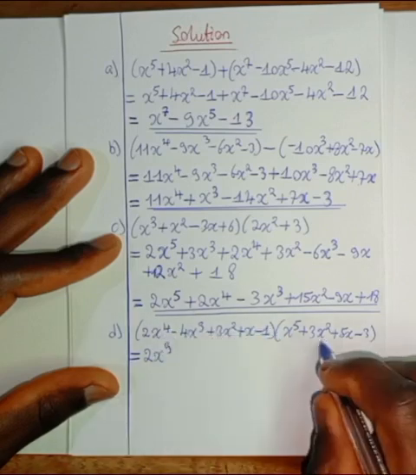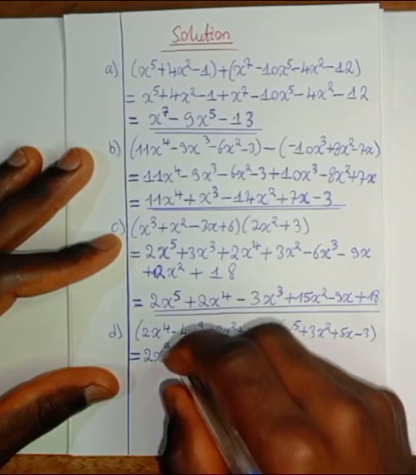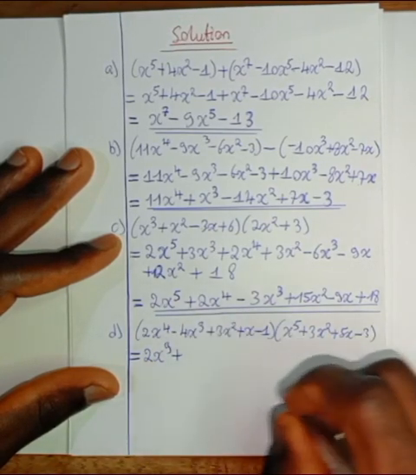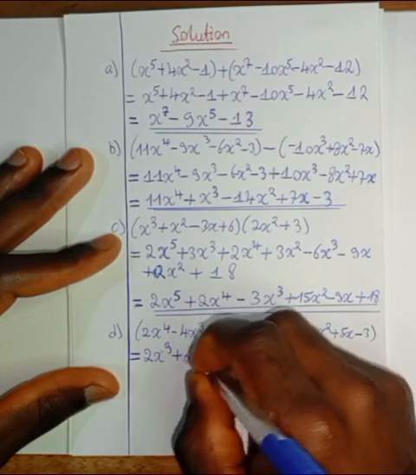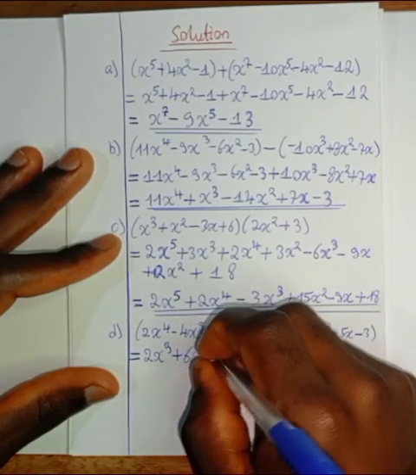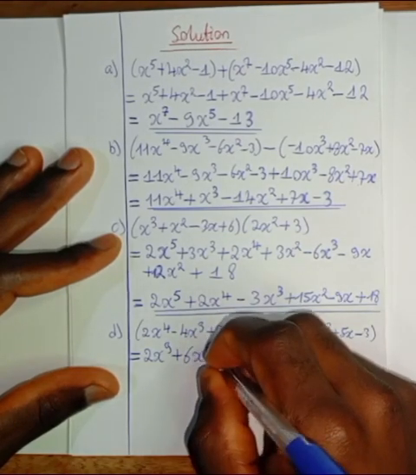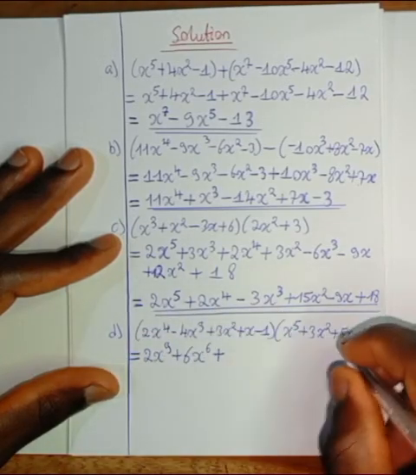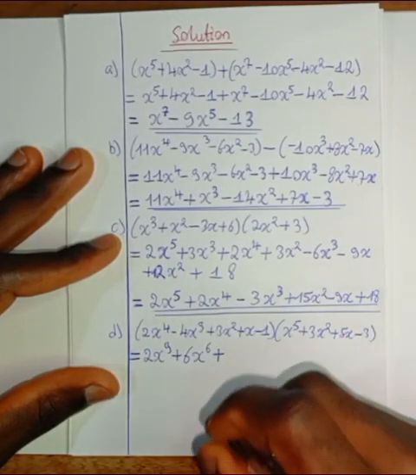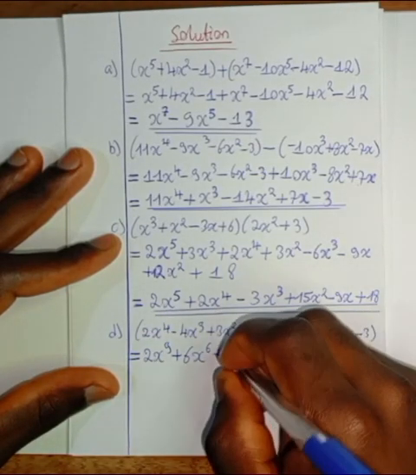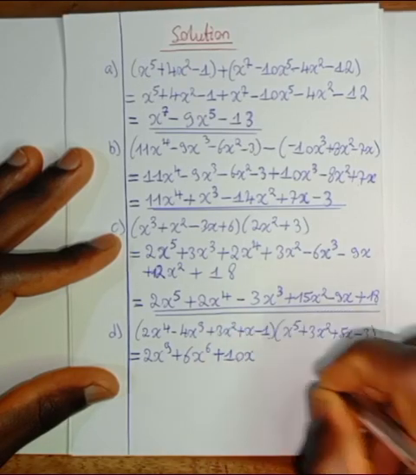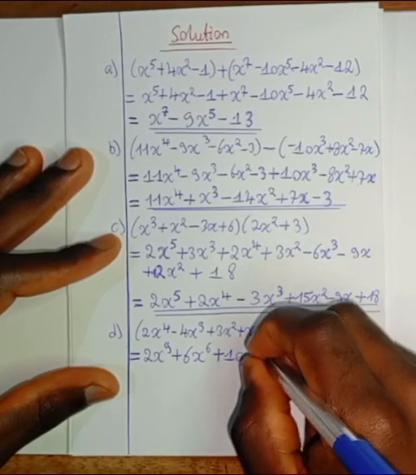2x to the power 4 times 3x squared gives us plus 2 times 3 gives 6. X raised to the power 4 plus 2, which is 6. Plus 2x to the power 4 times 5x. 2 times 5 gives 10. X raised to the power 4 plus 1, which is 5.